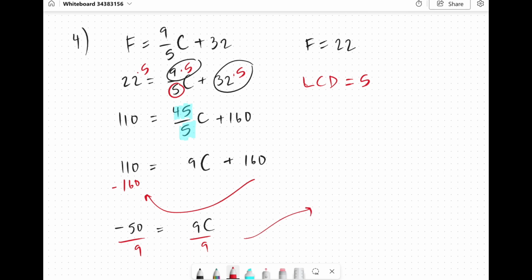And I'll continue here. Negative 50 divided by 9 cannot be simplified, but sometimes questions that actually have context, like in this case, they will ask you for a decimal. So pay close attention to that. 50 divided by 9 is 5.56 approximately. It's going to be negative, and that's equal to your C because the 9's cancel here. If the question does not ask you for a decimal, leave it as negative 50 over 9, and that completes equations with fractions.